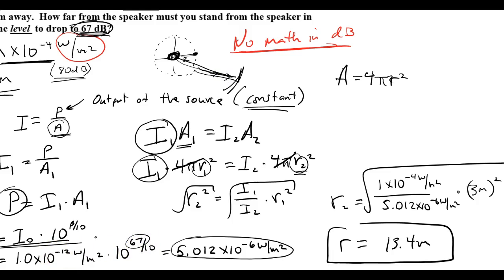So what's the total distance I would have to walk away from the speaker? 13.4 minus the original 3 meters I was standing at. Now, it's not asking for that. It's just saying how far from the speaker must I stand? I would have to stand at 13.4 meters.